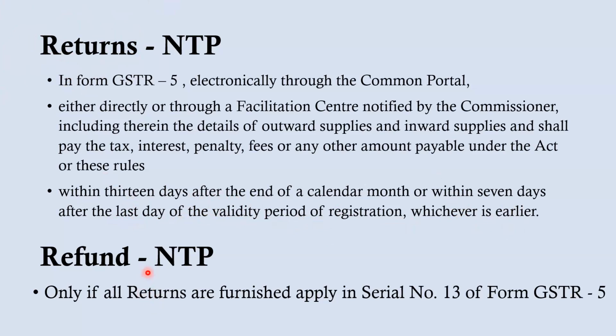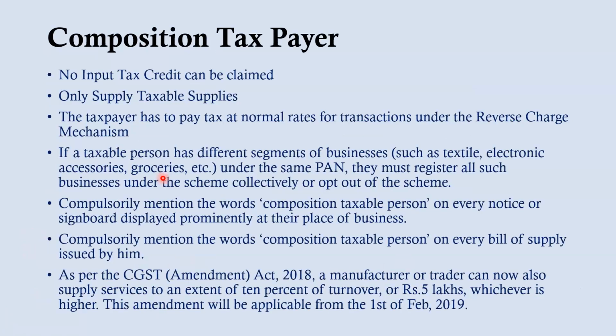So the refund part for a non-resident taxable person is applied in serial number 13 of your GSTR file. Only if all of his returns have been furnished by him will the refund be provided to your non-resident taxable person.